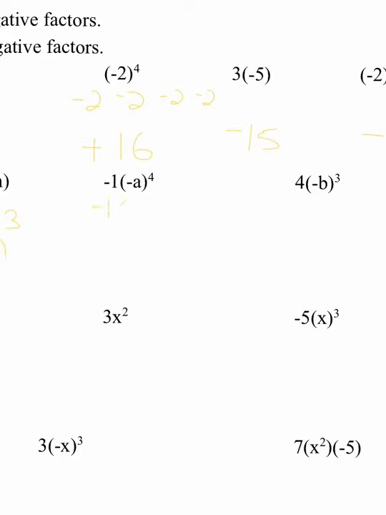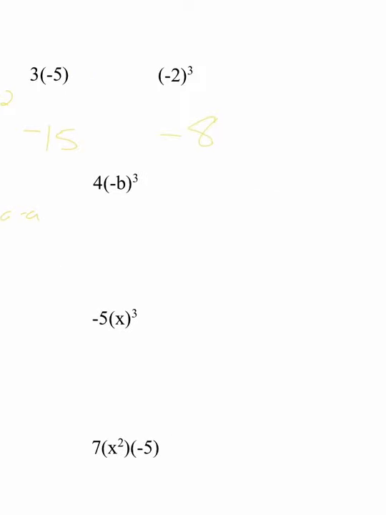Then we have 1 negative out here, and we have 4 negative a's. We could rewrite this if we wanted to: times negative a, times negative a, times negative a. We get 5 negatives, so it would be a negative because it's odd. And then we get 1 times a to the fourth. We really don't need this 1 here because 1 times anything is just that number. Okay, so the 4 is positive, the b is negative. There's 3 of those, so it's going to be a negative. And then 4 times negative b to the third would be negative 4 times b to the third.